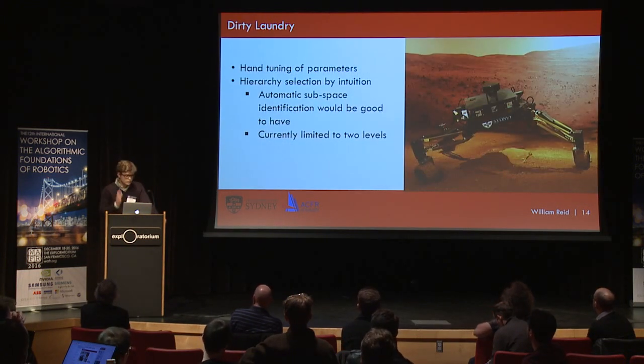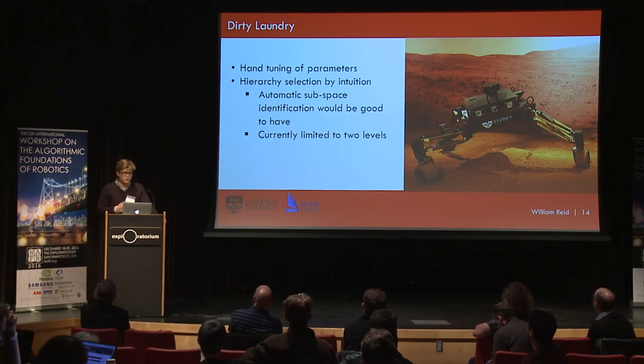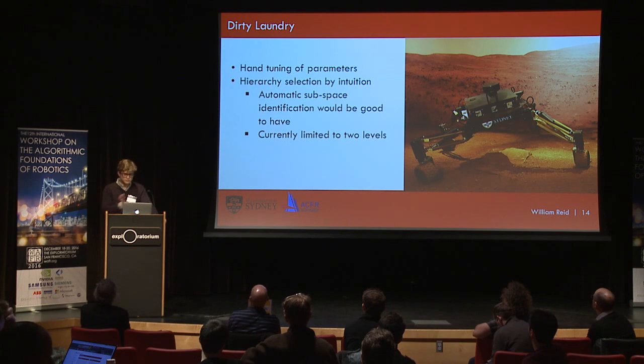Now, for the dirty laundry, we're hand tuning a lot of these parameters, and we'd like an automatic way of doing this. And we'd also like to use techniques similar to the one previously presented of automatically finding a subspace to plan in, to perform this rapid search at the beginning of the planner. And as I said, we're currently limited to 2 levels of planning.